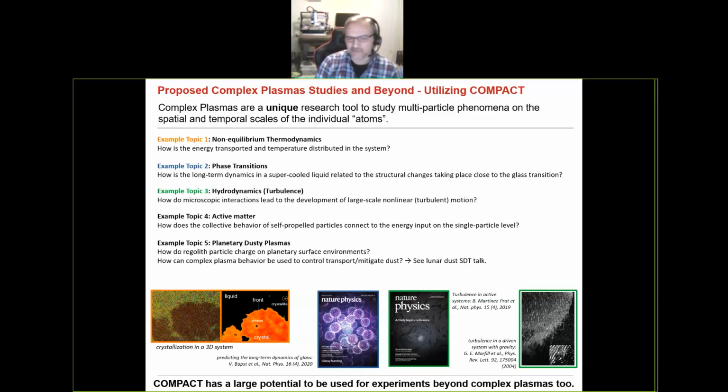And as an example for planetary dusty plasma, I mention here the charging of lunar regolith, and developing potential possibilities for control, transport, or mitigation of dust. And you see this in the SDT talk for the lunar dust. Just here on the left, on the right, you see two examples where a complex plasma is used for crystallization. You see crystallization fronts on the atomic level. On the right side, you see a turbulence in a curved flow.